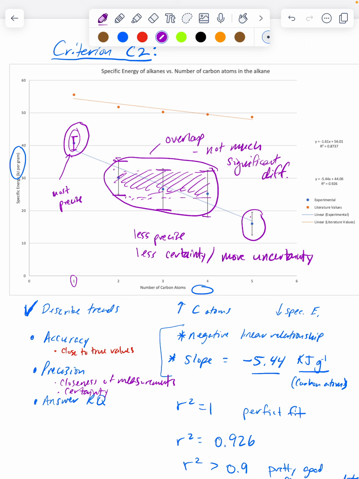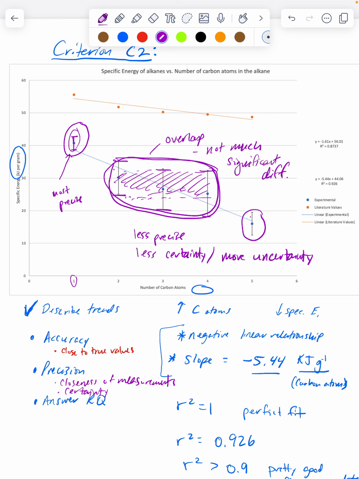But with these middle three, in terms of our own data, their specific energy values seem to be largely the same. There's not much of a difference between them. We have very little precision about these values, so we know these values with very little certainty. And because their error bar ranges, their uncertainty ranges, overlap, we could basically say that there's not much difference between the specific energies of ethane, propane, and butane.